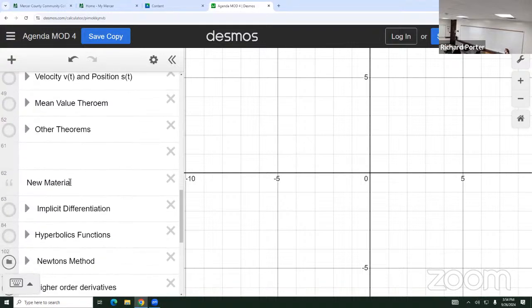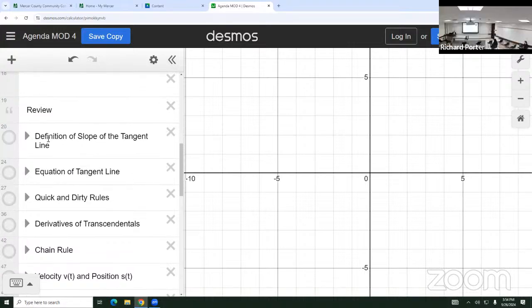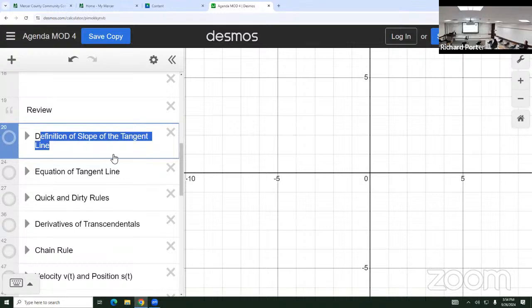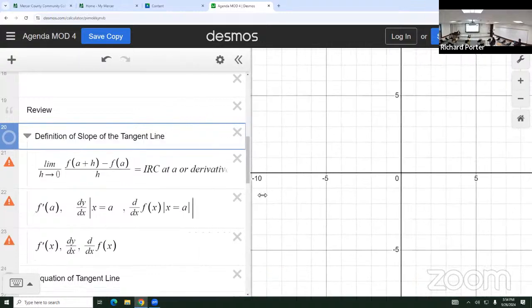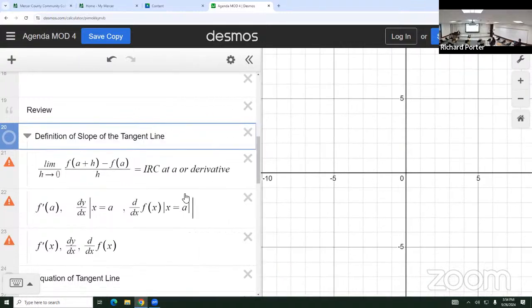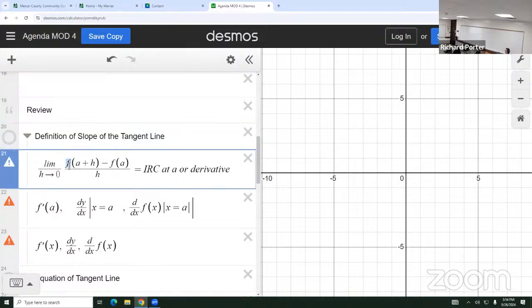All right, so the new material, these were all the things that we've done so far. Let me just talk about them for a second. The definition of the slope of the tangent line, I have to cover that, and I should cover it. And we do use it later on. Like you asked me, what's the derivative of sine and cosine? Well, they use this to find the derivative of sine and cosine. They literally replace the f with cosine.